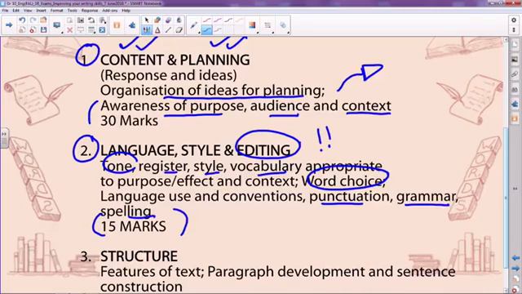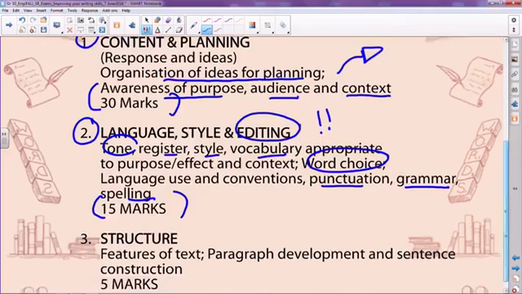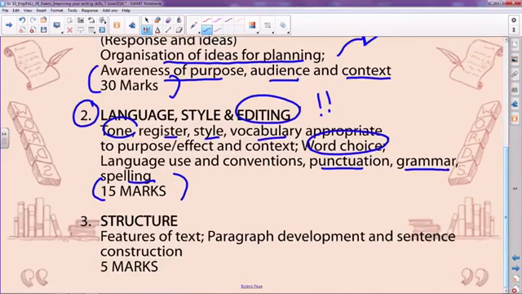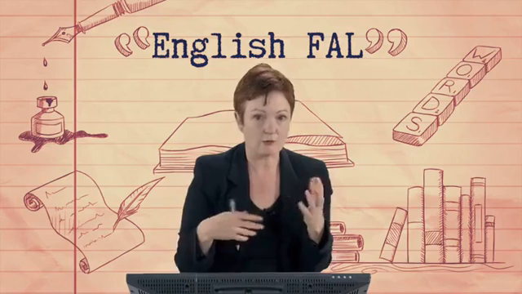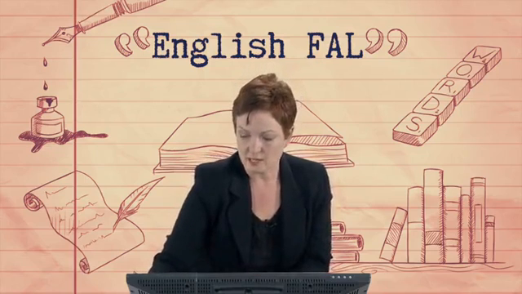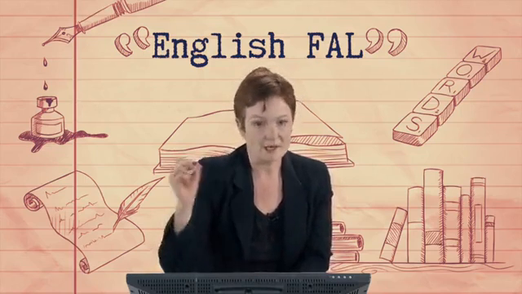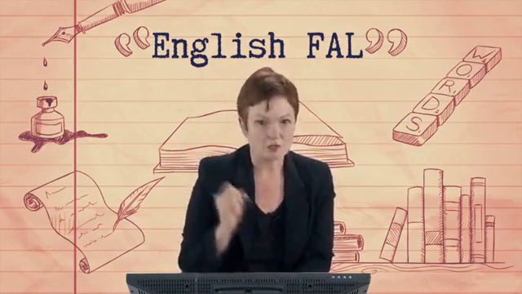Okay, where the first content and planning, that came up to 30 marks. So far you got 45 marks. And then what is the last 5 marks left? That's the structure. Okay, how have you structured your text? Have you got proper paragraphs and have you got full sentences? So have an idea of that when you go in and write your longer essay questions and know this is what my examiner or my teacher is going to be looking for.